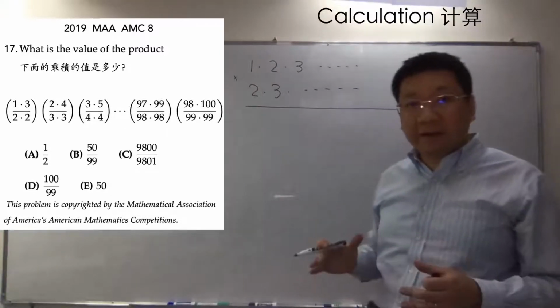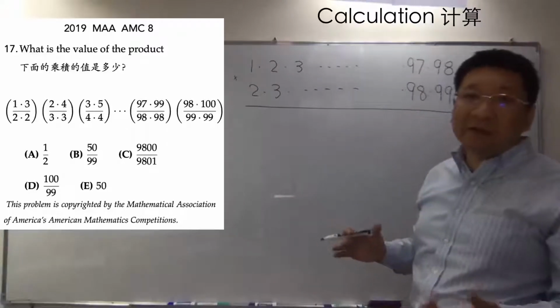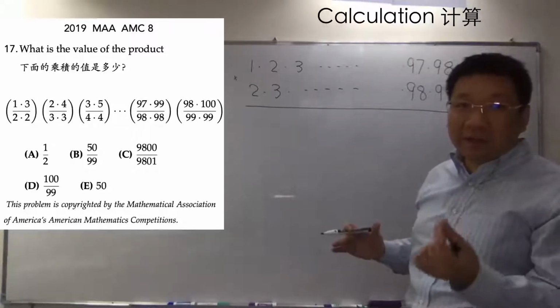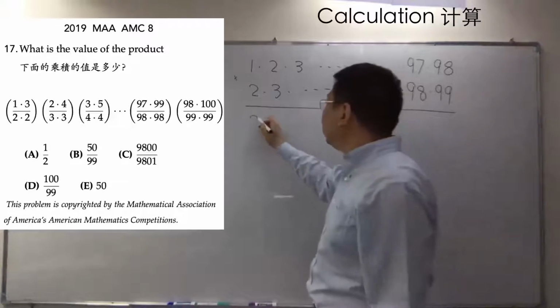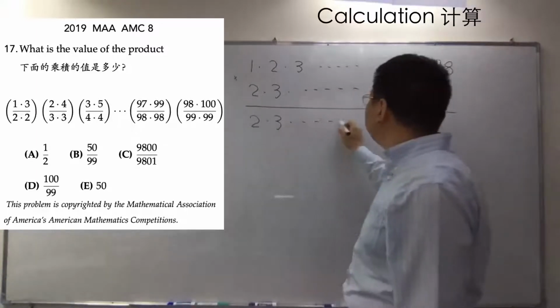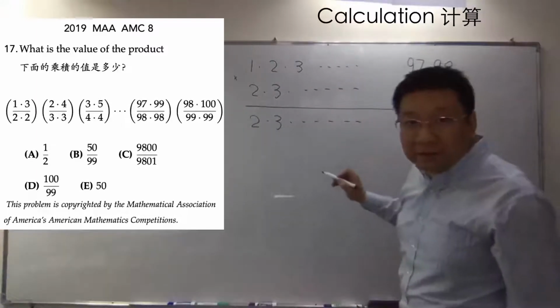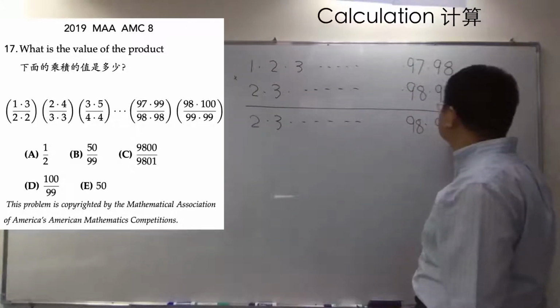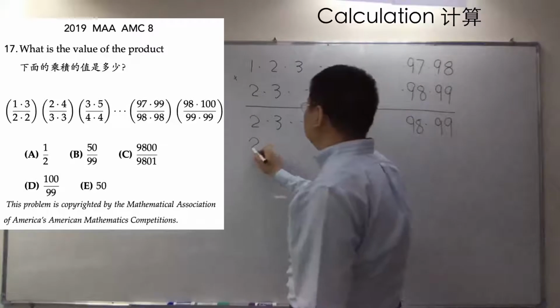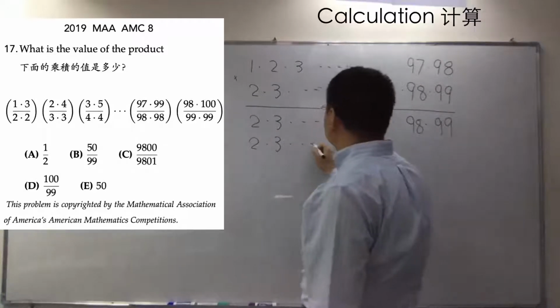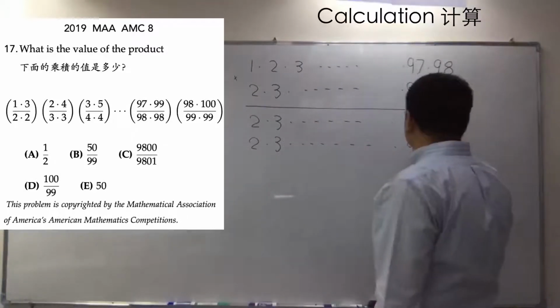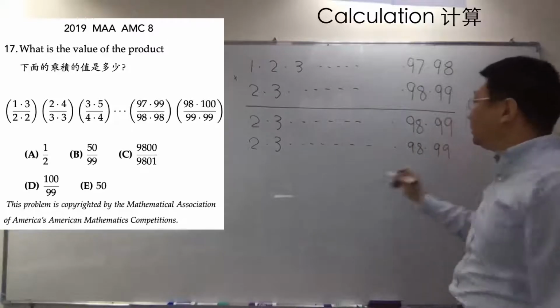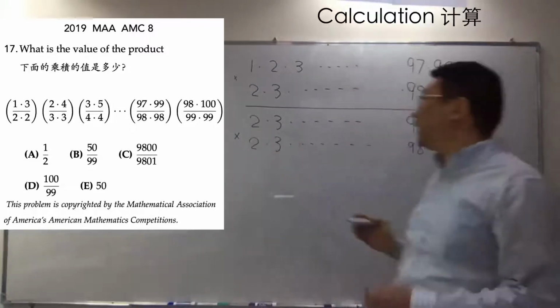Then for the denominator, I apply the same. The denominator is actually simple because each denominator is a square. So I just write 2 times 3 times dot, dot, dot, times what? 98 and 99. And then the next line would be the same. 2 times 3 times 98 times 99. Of course, these two lines will also multiply together.